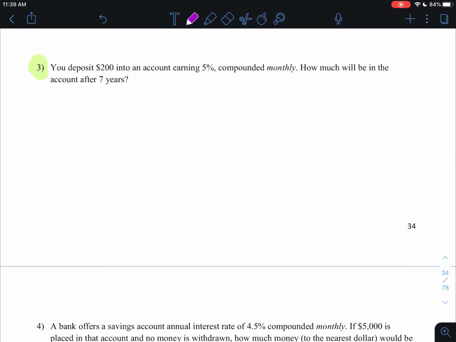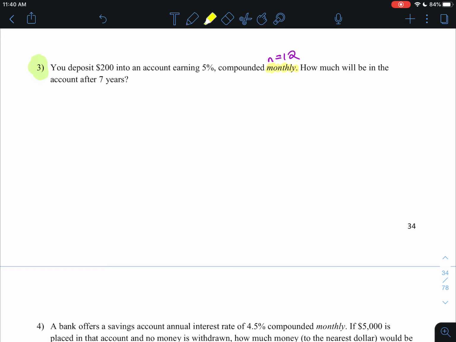Let's look at number 3. So, you deposit $200 into an account earning 5% compounded monthly. So, compounded monthly tells us that there are 12 periods in a year because there are 12 months in a year. So, this tells me that n is equal to 12 right off the bat.